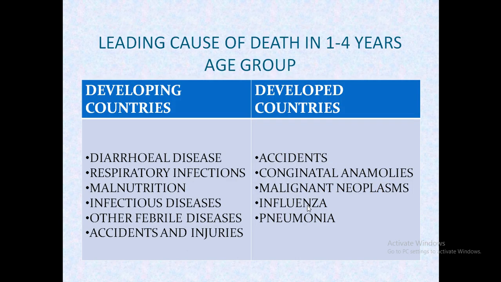And what are the leading causes for 1 to 4 years? Again, it is different in developing countries as well as developed countries. In developing countries, the causes are diarrheal disease, respiratory infection, malnutrition, infectious disease, other febrile diseases, and accidents and injuries. But when it comes to developed countries, first is accidents, then congenital anomalies because of elderly pregnancy, malignant neoplasia, influenza and pneumonia.